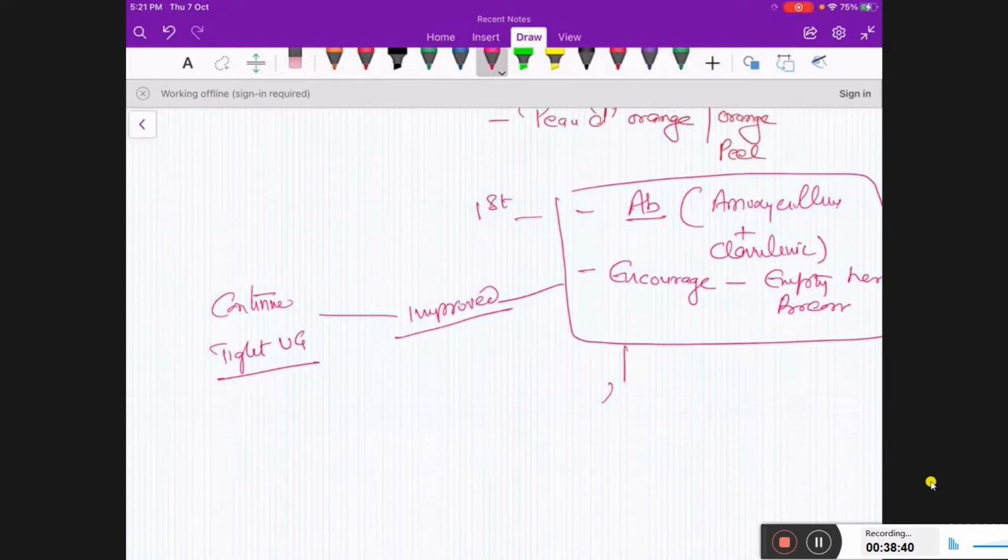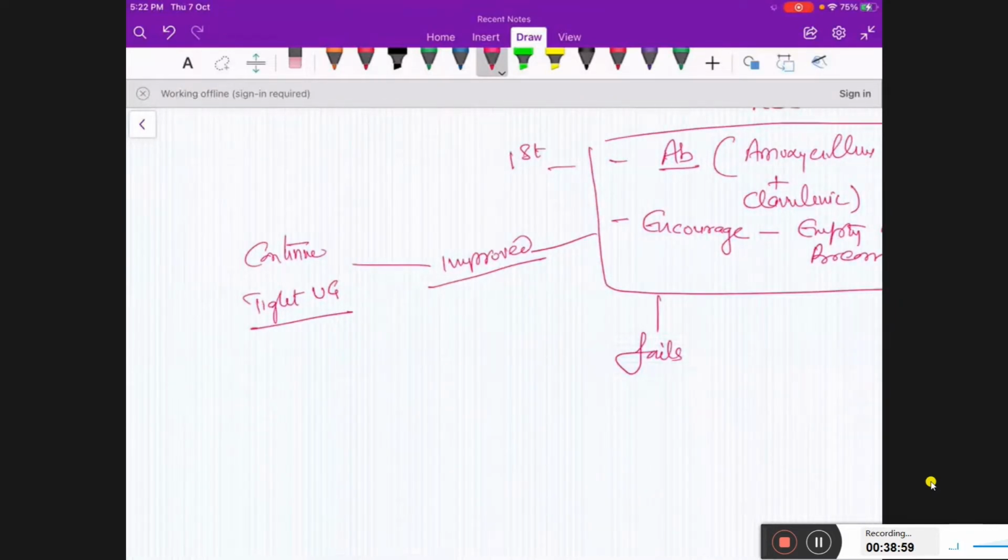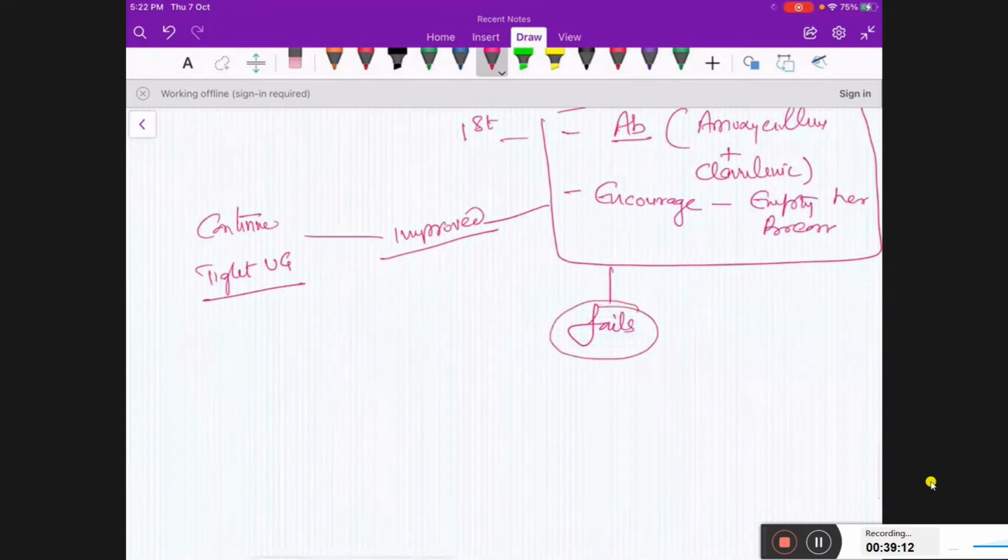If the patient fails to improve with this, it means the patient is progressing towards an abscess. If the patient improves, continue the same treatment, advise a tight undergarment, and teach her proper nipple hygiene, right? If it fails to improve, that means it is progressing towards an abscess. Now you have to confirm this by doing an ultrasound.